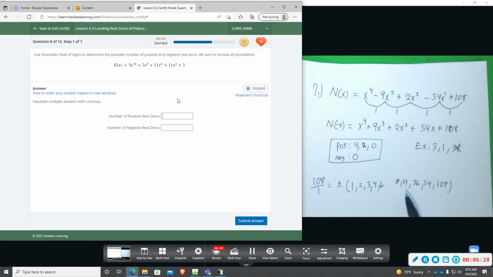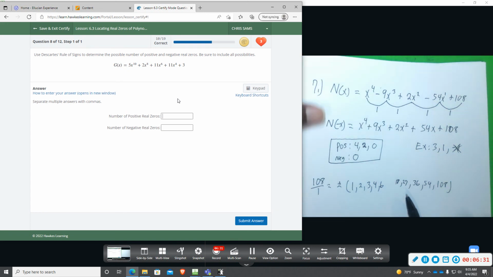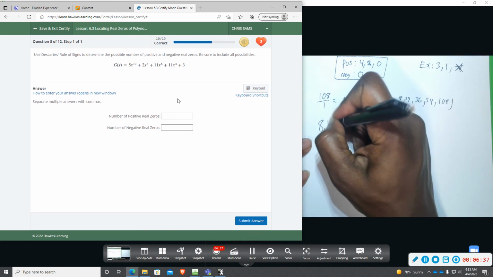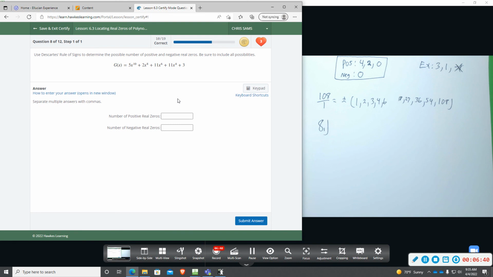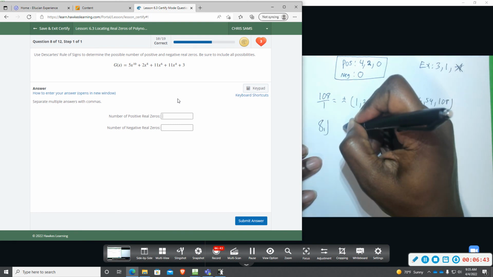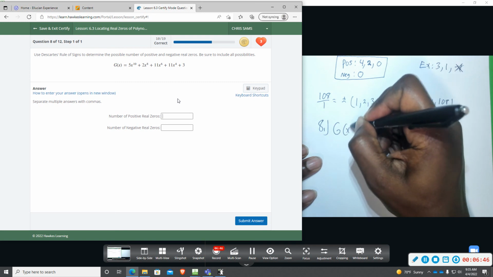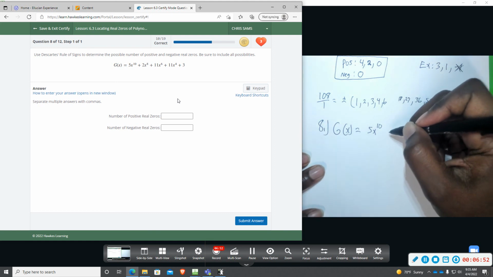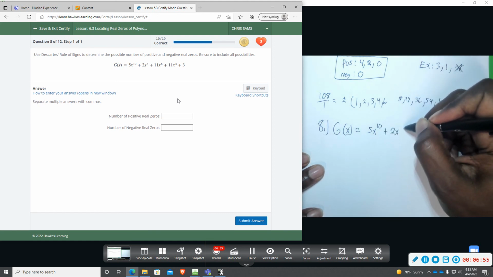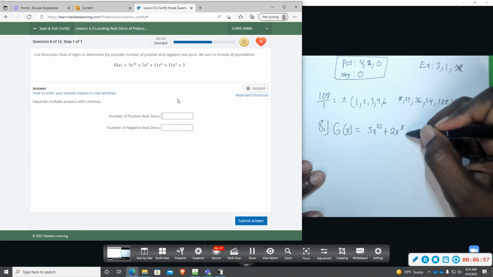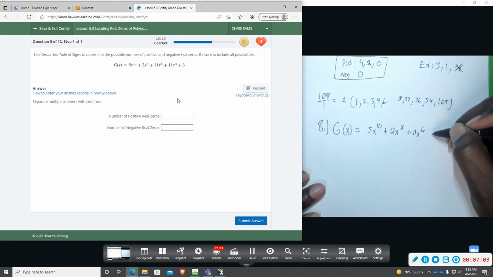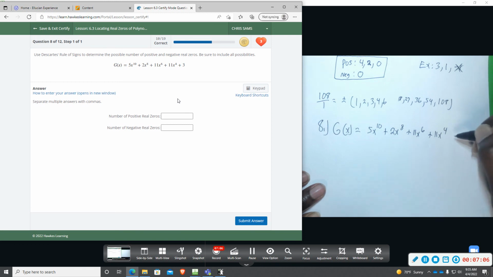Okay, so let's do it again. It's the same thing for number 8. We're going to look at the rule of signs and see how many possible zeros we have. So with 8, I'm going to write down this polynomial. We have g of x is 5x to the 10th plus 2x to the 8th plus 11x to the 6th plus 11x to the 4th, and then plus 3.